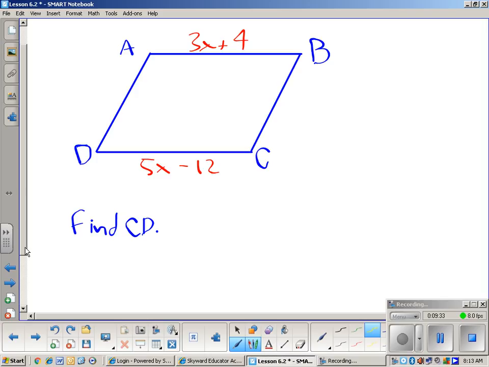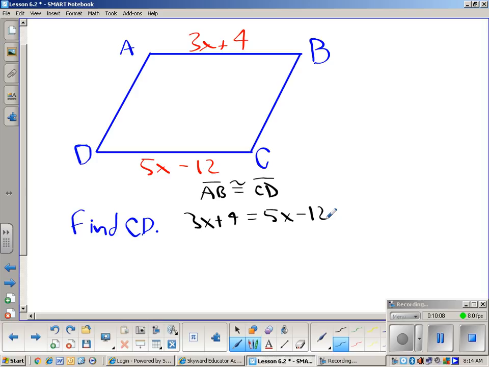So she told me that AB is congruent to CD. Since she used congruent, segment AB is congruent to segment CD, or if she said AB equals CD, that'd be the same thing. And so, what would I write then to solve for CD? Someone other than Katie. 3x plus 4 equals 5x minus 12. Okay?